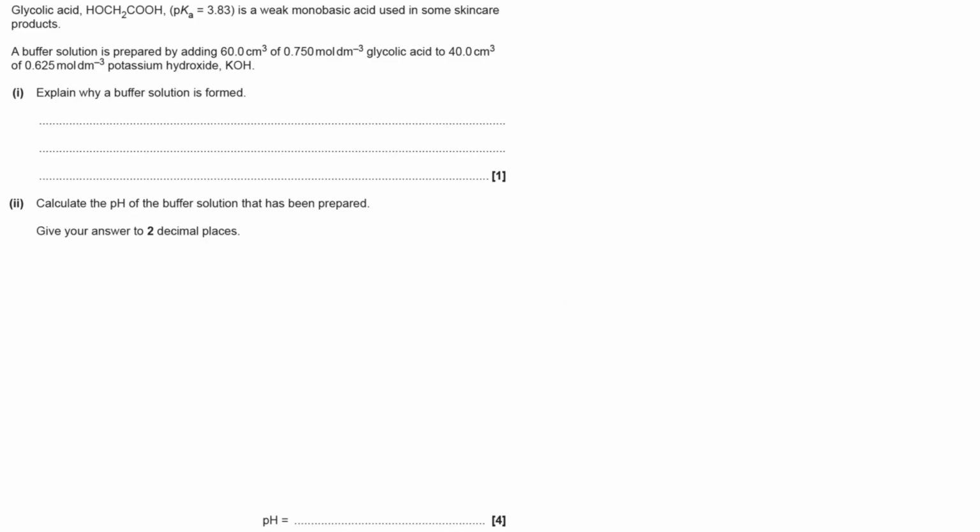So it starts off by giving us details of the acid being used, the weak acid, glycolic acid, and it's got a pKa value of 3.83. It's a weak monobasic acid, so that means it dissociates to release one hydrogen ion. It also tells you a little bit about a buffer solution that's being prepared, giving you details of the volume and the concentration of the glycolic acid and the strong base it's added to, the potassium hydroxide.